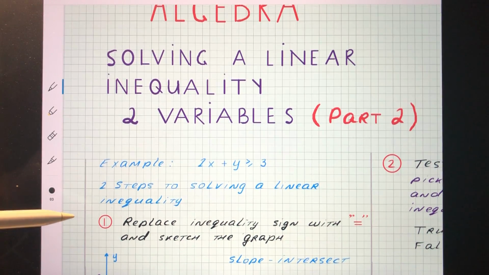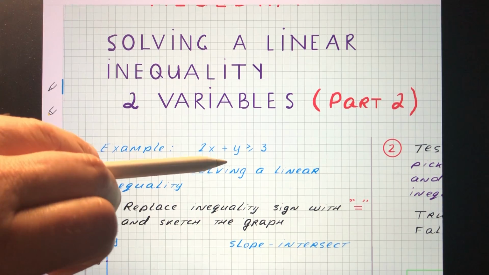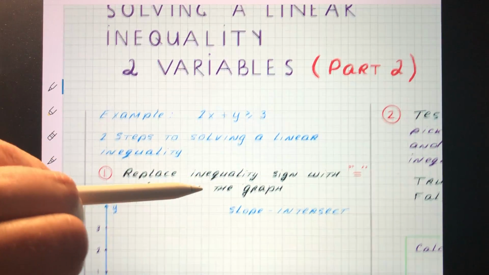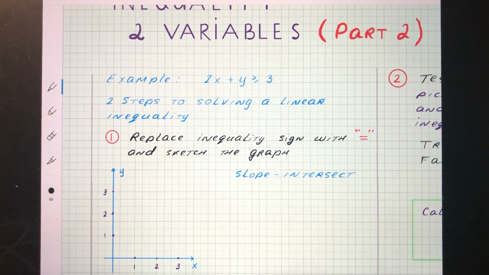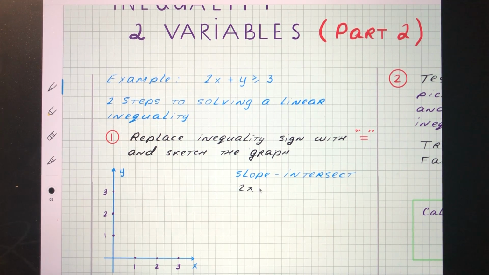The first step is to replace the inequality symbol with the equal sign and sketch the graph. Let's do that now. So the actual inequality used to be 2x plus y is greater or equal to 3, and we're replacing the inequality with the equal sign. Now let's make a sketch of this line. We will use slope-intercept form, and to do this, first we need to solve our equation for the y.